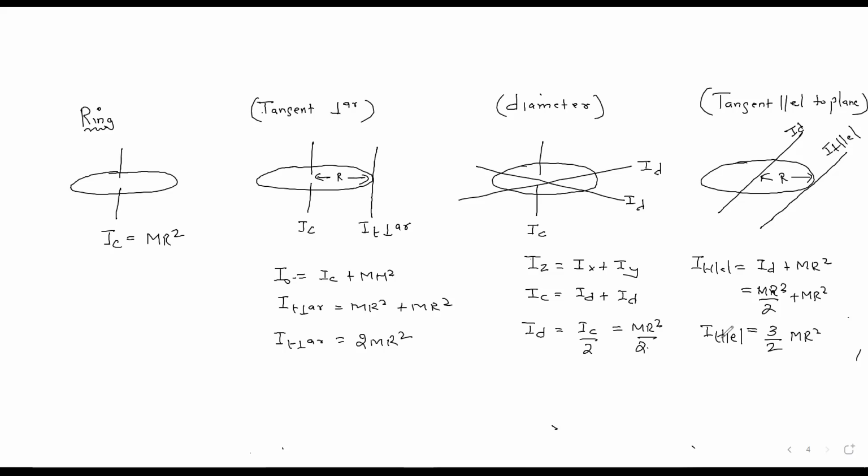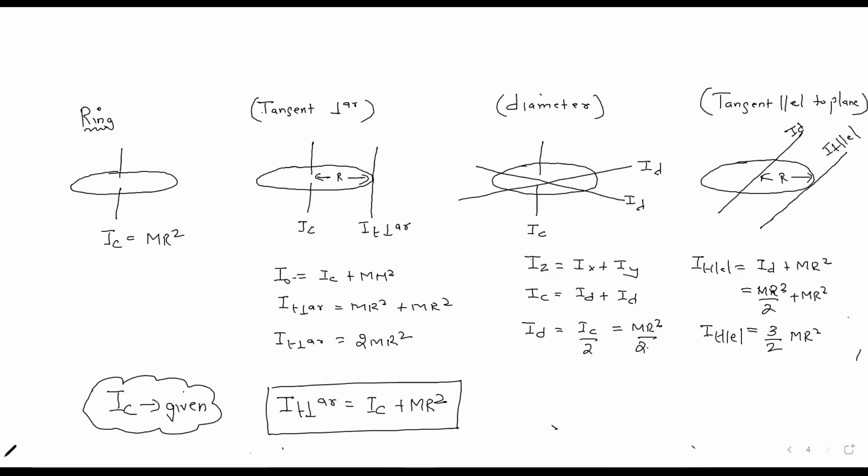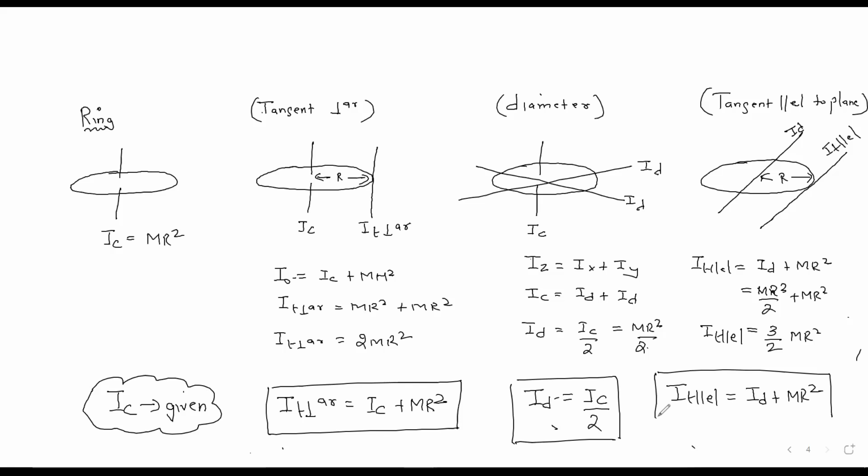So what is the basic criteria about this thing? You should know IC. What is the shortcut for I tangent perpendicular? It will become IC plus MR square. What is the shortcut for ID? It will become IC by 2. And what is the shortcut for I tangent parallel? It will become ID plus MR square. Okay, we have to remember these four formulas.